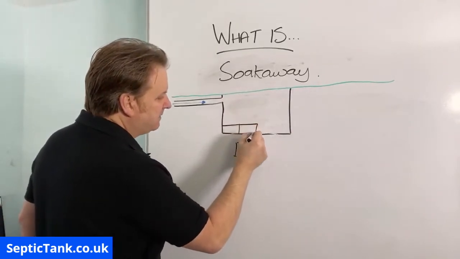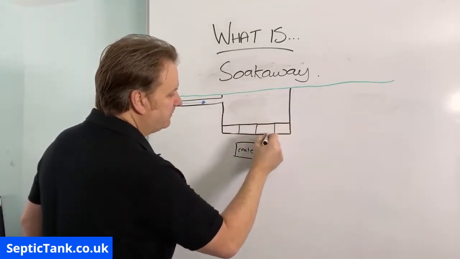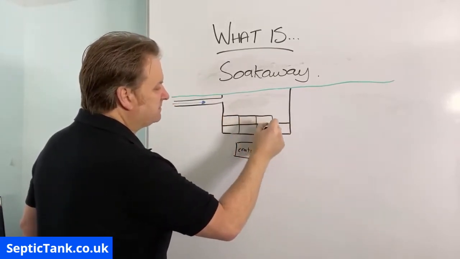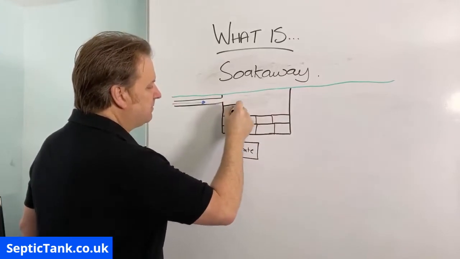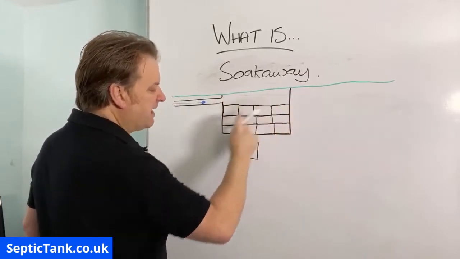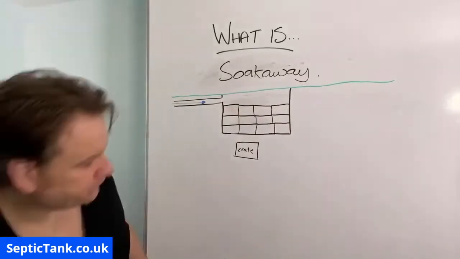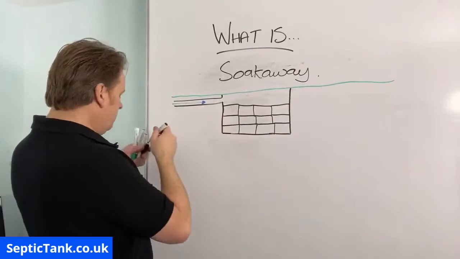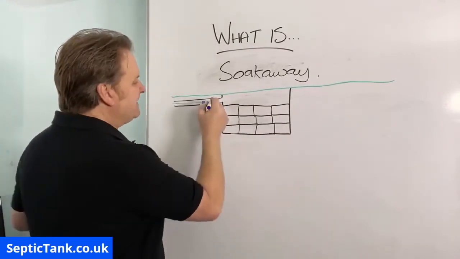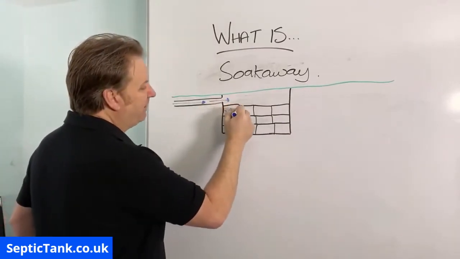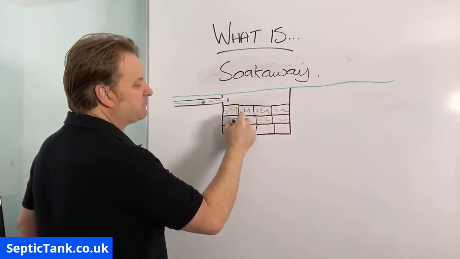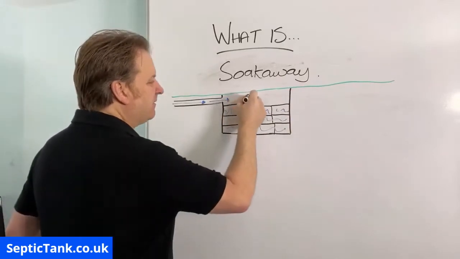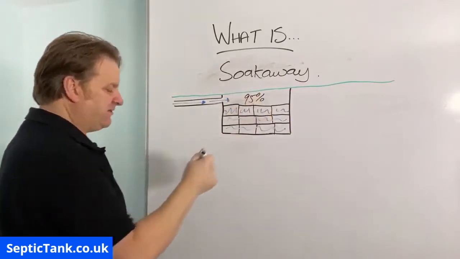So let's say that's your pit here. This is how they would look from the side on. So the septic tank crates go into the pit. And because they're hollow, they've been designed by a German scientist, very, very clever, the water can still enter the soakaway pit, but it fills each of the crates up. So you retain 95% of your original cavity.